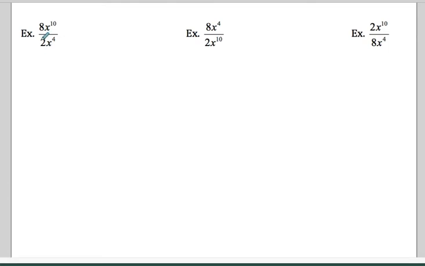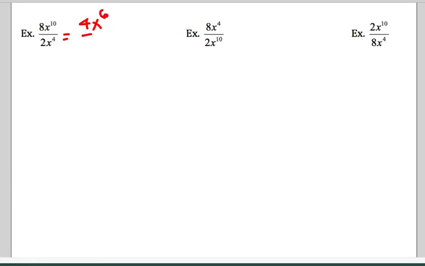So you can ask yourself, how many times does 2 go into 8? So 8 over 2 would reduce to 4. So in our numerator, we're going to have 4. And then we have the same bases of x to consider. 10 minus 4 is 6. So our final answer is going to be 4x to the 6th.